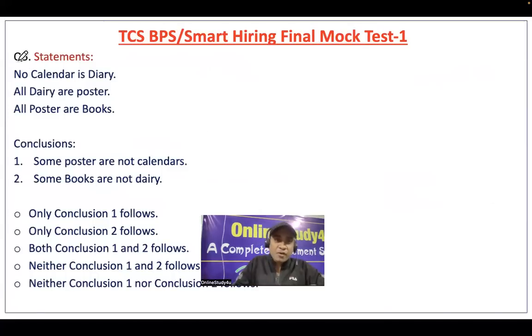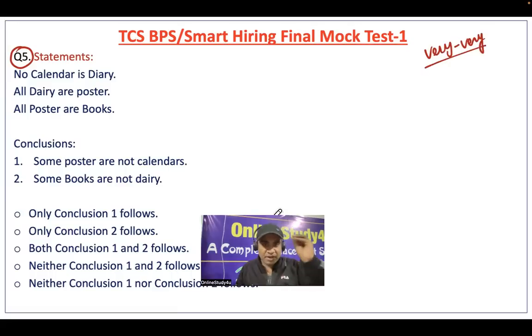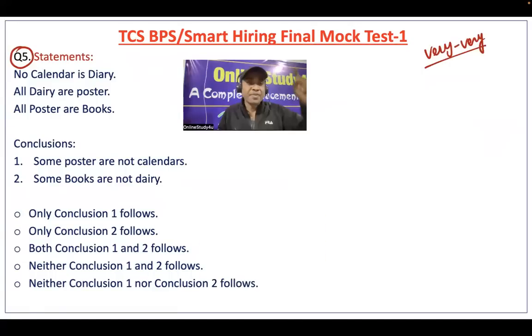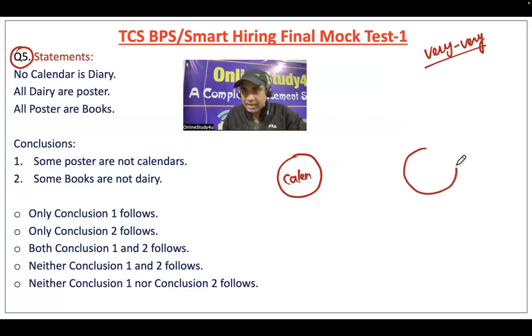Okay, now question number 5 is a very good question. You have to understand it very carefully, and first you try by yourself, then only you watch the solution. No calendar is a diary. So this is calendar. So no calendar is a diary. That means calendar and diary, there is no relation at all.